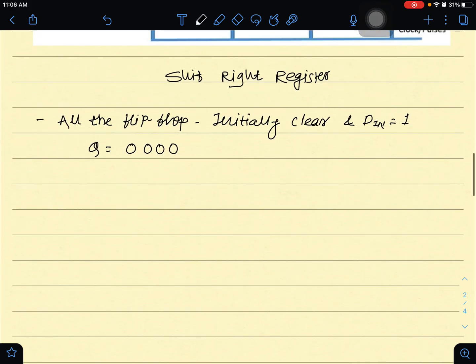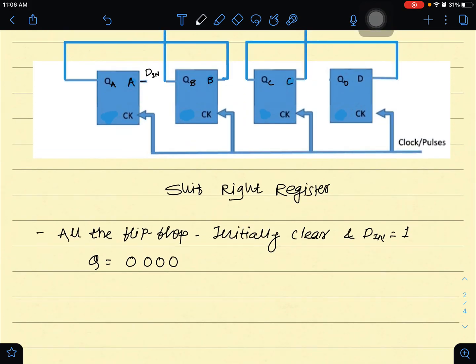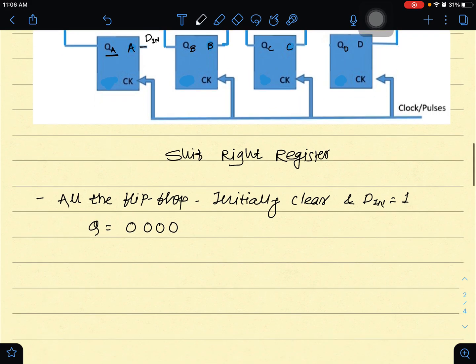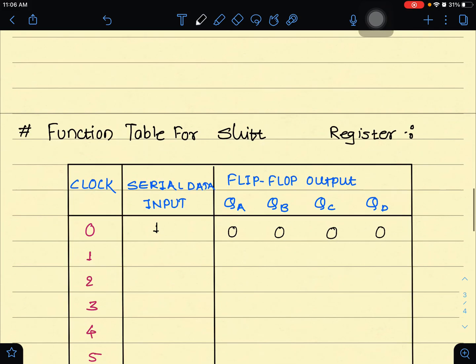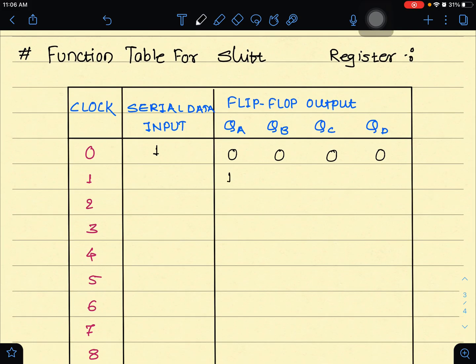Now look at here, our data goes with this line. That means our data is firstly stored in Q1. Our data will be stored in the first Q1. When we store the data in this first one, that means QA is 1, and all the other data remain the same.